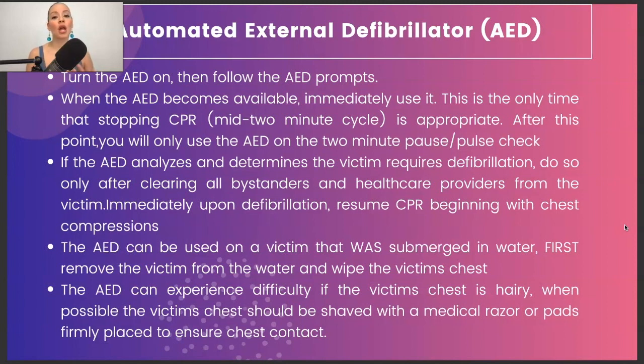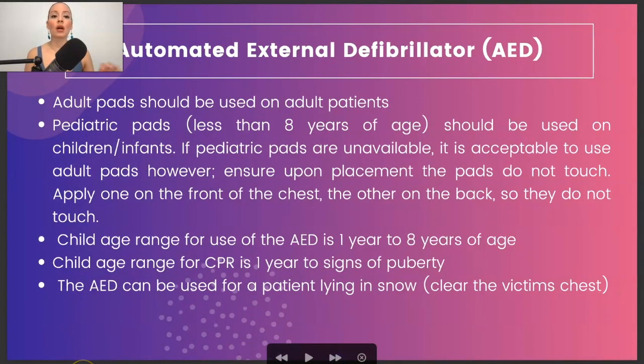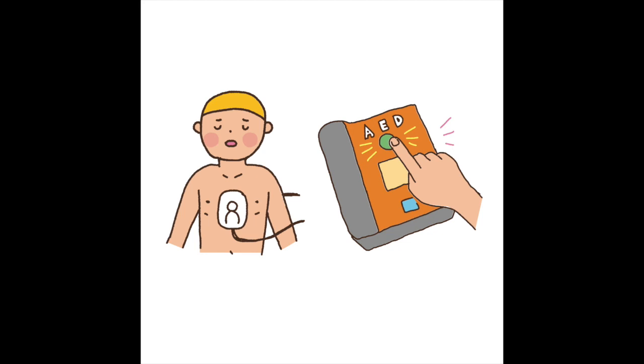So be cognizant of what you have in stock, of what's available, and use common sense. Adult pads should be used on adult patients. Don't use pediatric pads on adults. Those that are less than 8 years of age should be using pediatric pads. If pediatric pads are unavailable, what you can do is put one adult pad in the front and one adult pad in the back, depending on how small the child is. So you can use adult pads for children, but they can't touch. So if the child is small and the AED pads are touching, that's where you have to do one in the front and one in the back.